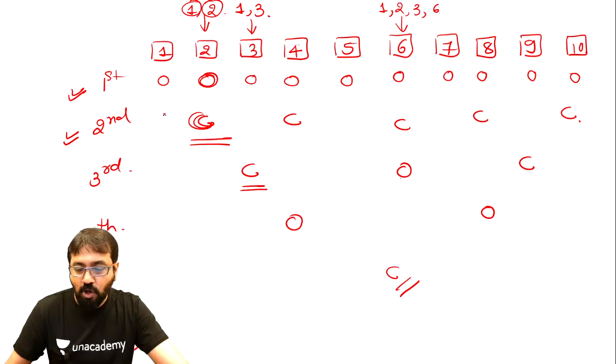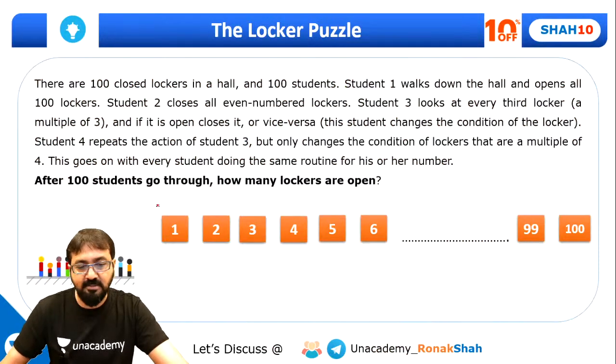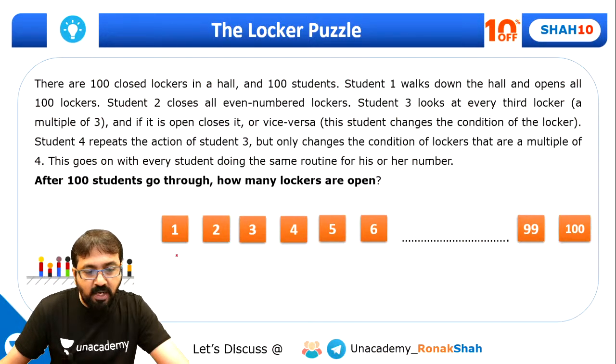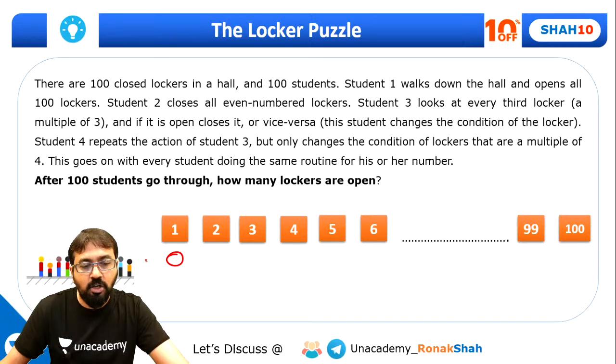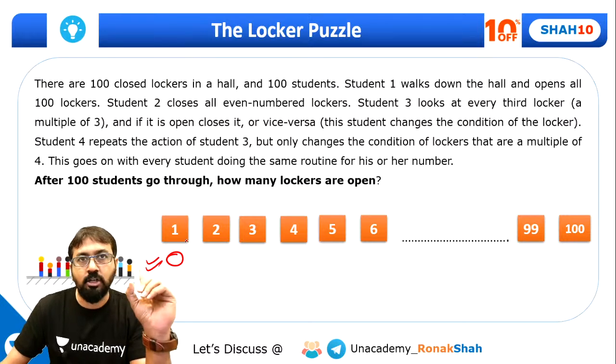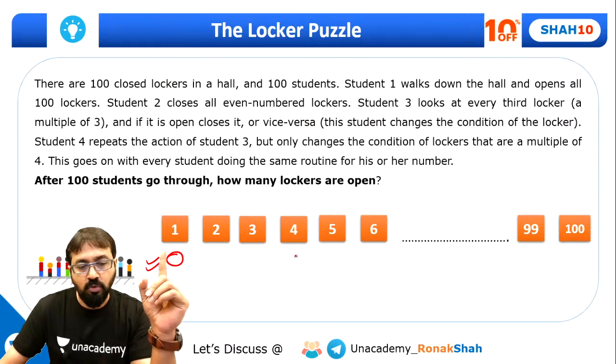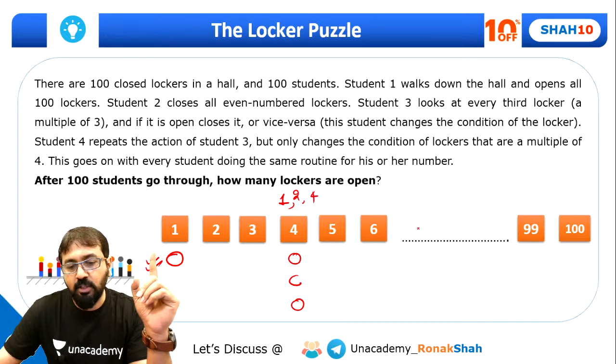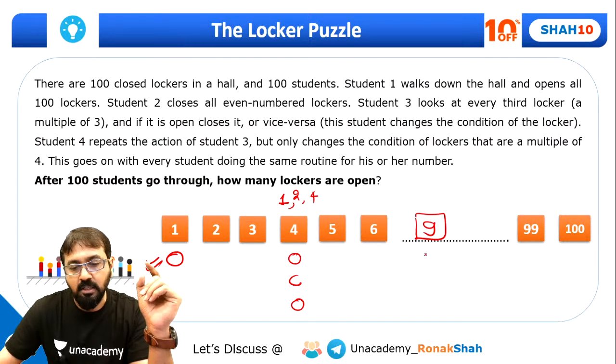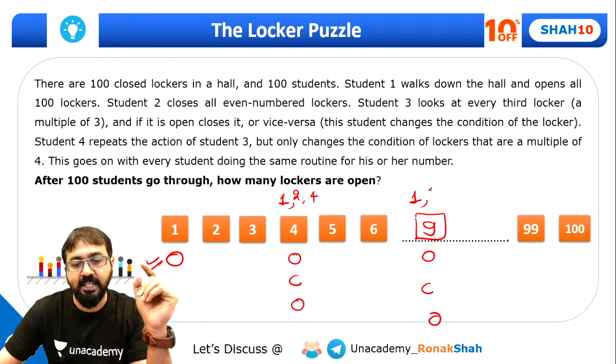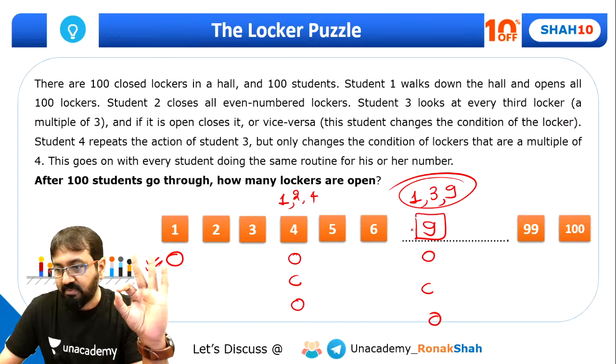Correct? So guys, which locker numbers have an odd number of factors? Can I say locker number 1 will remain open? See, please understand, locker number 1 will remain open because only student number 1 will touch locker number 1. Then locker number 4: open, close and open. Why? Factors of 4 are 1, 2 and 4. Same way, look at locker number 9. Open, close and open. Who will open it? First one will open it, 3 will close it, 9 will open it, because it has just 3 factors.